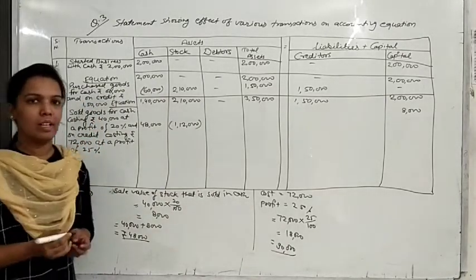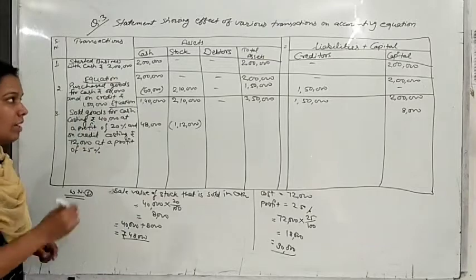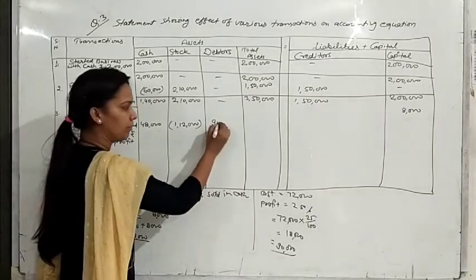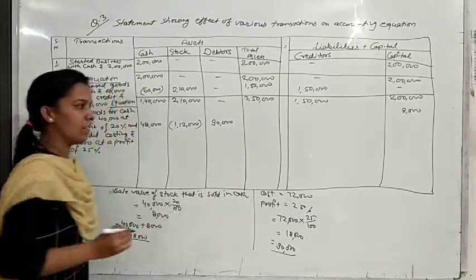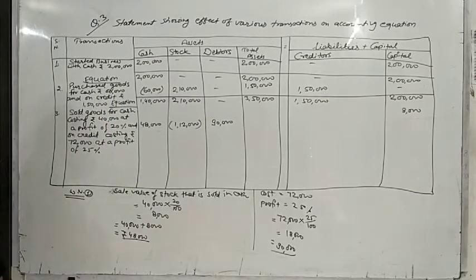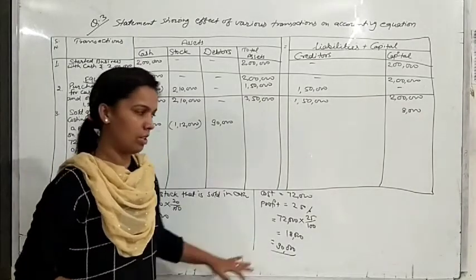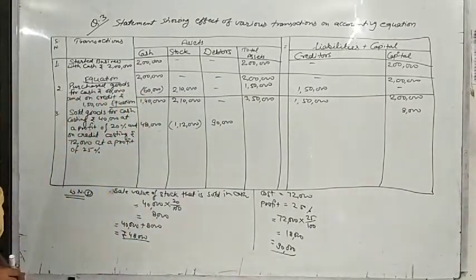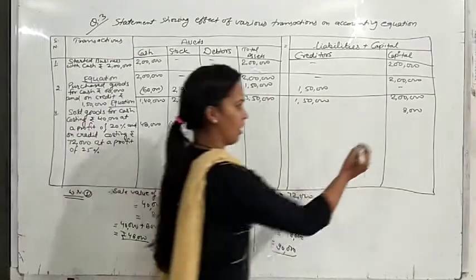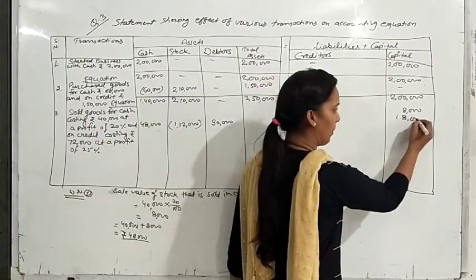But these goods are to be sold on credit. It means it will increase your debtors. Your debtors increased by 90,000. Now see what is your profit here. That costing was 72,000. But selling value is 90,000. It means 18,000 rupees is your profit in this transaction. That will increase your capital.